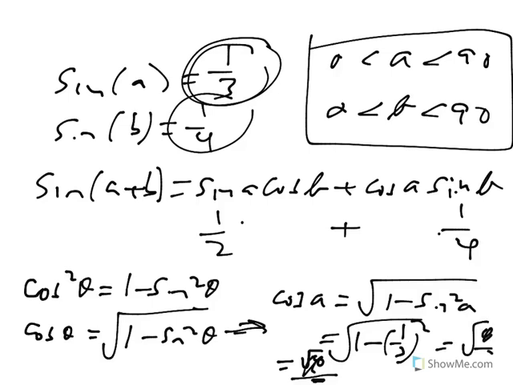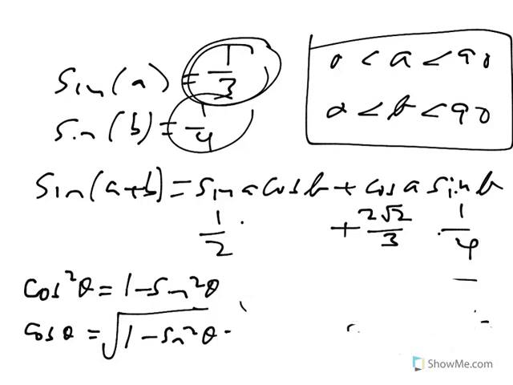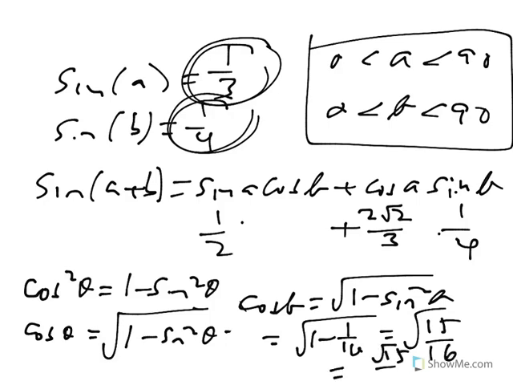Okay, square root of 8/9, which is the square root of 8 over the square root of 9, which we could even turn to 2 root 2 over 3. That's just what cosine A is. Cosine B, let's give ourselves some room for that. Cosine B is going to be the square root of 1 minus sine squared B. Sine B is 1/4. So it's the square root of 1 minus 1 over 16, which is the square root of 15 over 16, which is root 15 over 4.